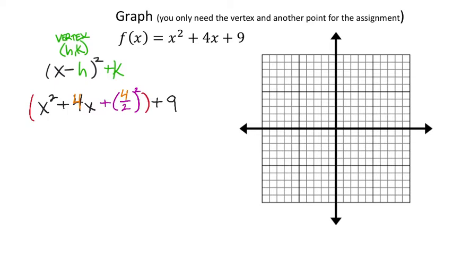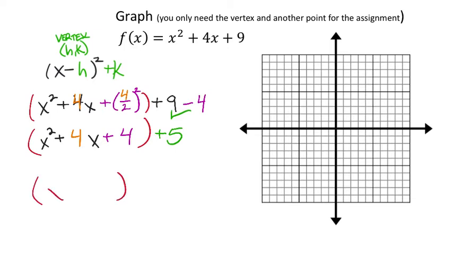So let's show this once again, but without that 4 over 2 business. I've got x squared plus 4x plus 4 over 2 is 2, and then 2 squared would have been 4, which means that I would also need to subtract 4 on the outside as well. And now I've got 9 minus 4, which is positive 5, and that should end up being our k value, but if you wanted to factor that trinomial, you could.